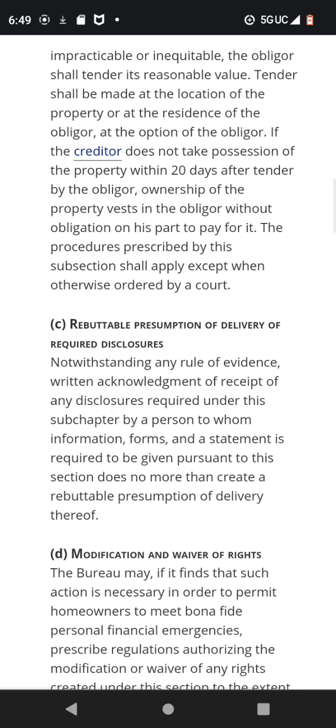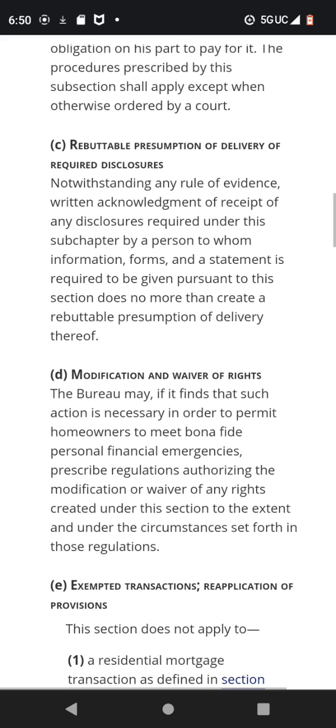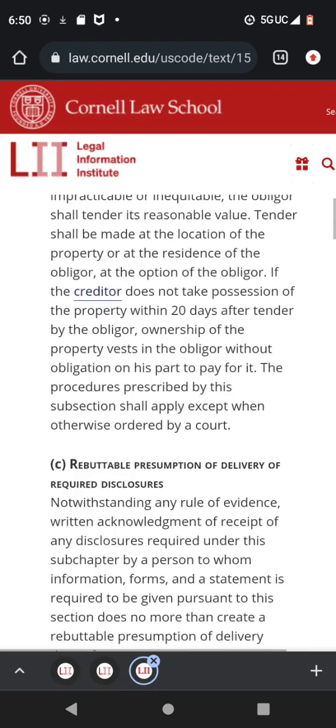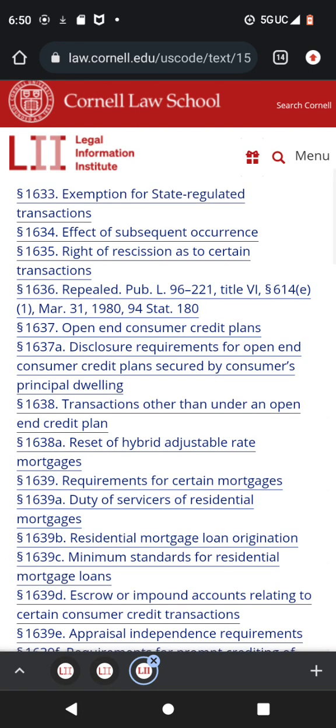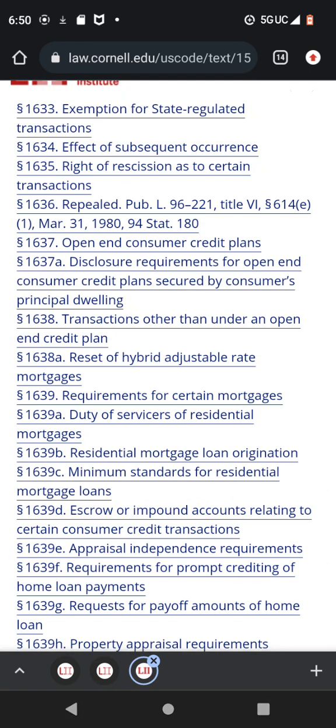Rebuttable presumption of delivery requirements, disclosure, modification, and waiver of rights. One thing that I do, you guys, that is very important to me: any and everything that I sign, I like to reserve my rights. I do not like to give my rights away to any of these people. I don't care if it is me just signing a receipt. I always reserve my rights, okay? That's just my thing on what I do. But I just wanted to give you guys the rundown.